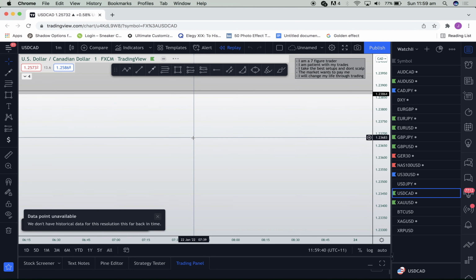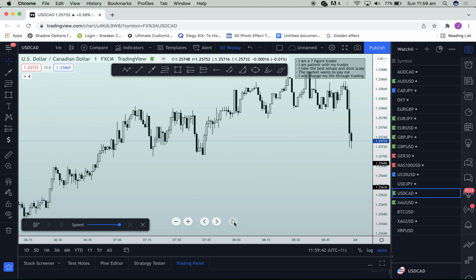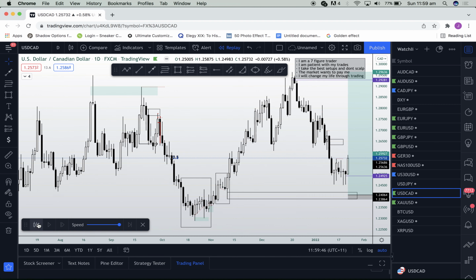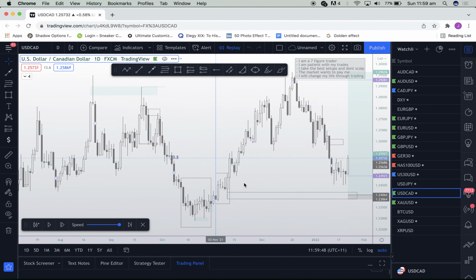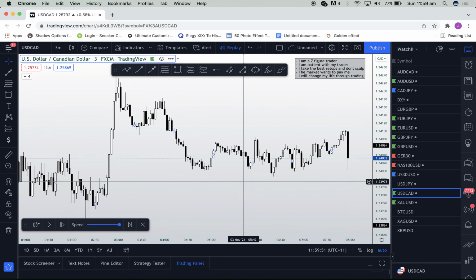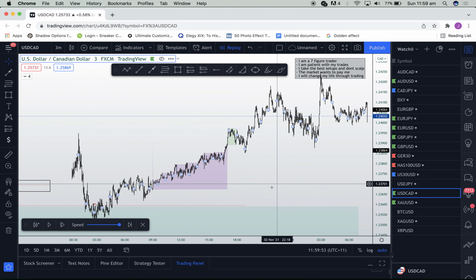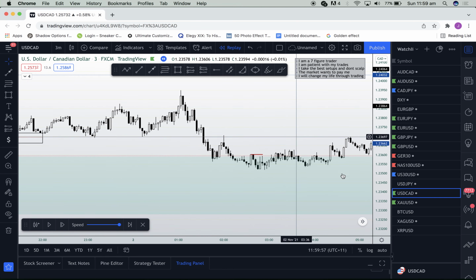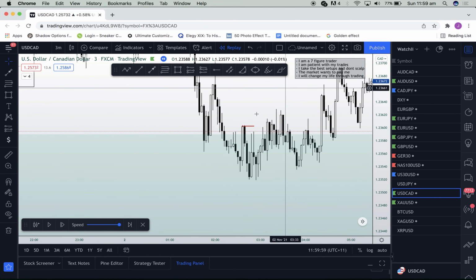Let me see if I can get the 1 minute. Let me go back. I will try to get a lower time frame. That way it's easier to show you guys. 3 minutes should be good. Right, back down in here. You can see clearly what happens here.